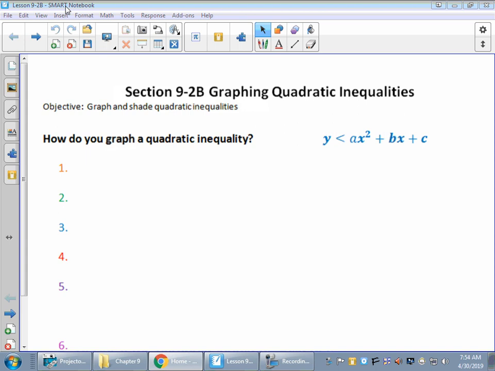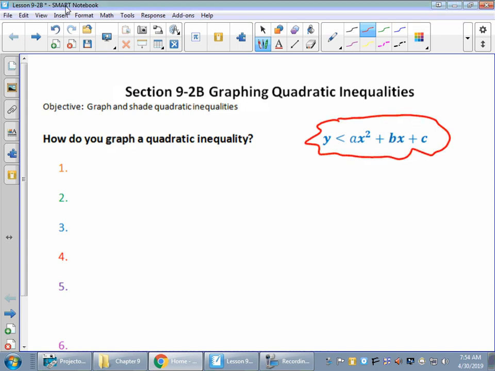Remember, instead of y equals ax squared plus bx plus c, we're now looking at y is less than or greater than, and it could be less than or equal to, greater than or equal to. So that's the big difference here.